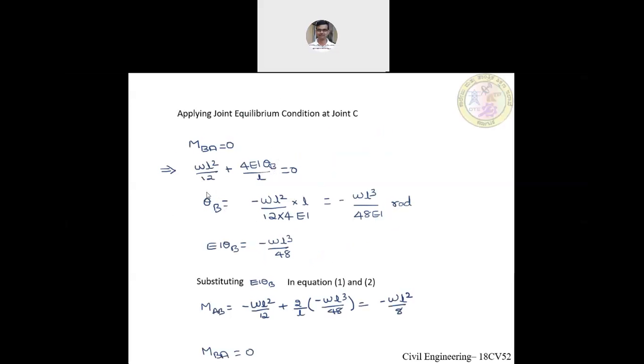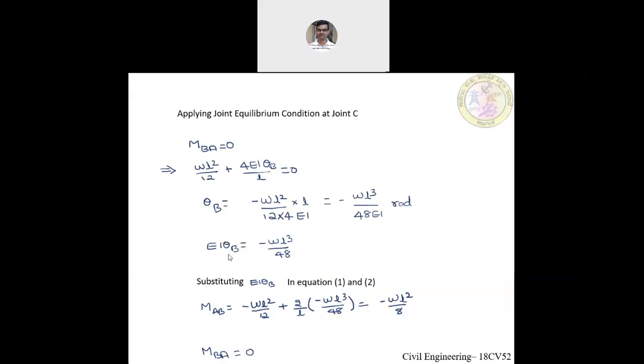I will be able to represent theta B in terms of load, span, and the flexural rigidity. So theta B is going to be equal to minus WL square by 12 into 4 EI into L, which works out to be minus WL by 48 EI in terms of radians. Now, I will substitute EI into theta B as a component. So I will calculate EI theta B, which works out to be equal to minus WL by 48.